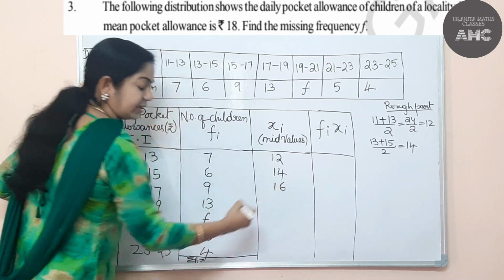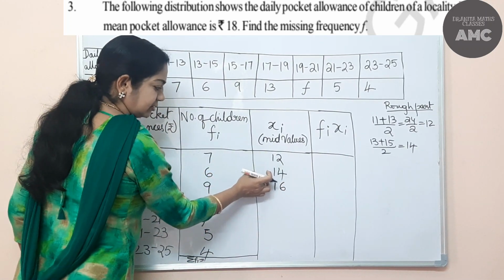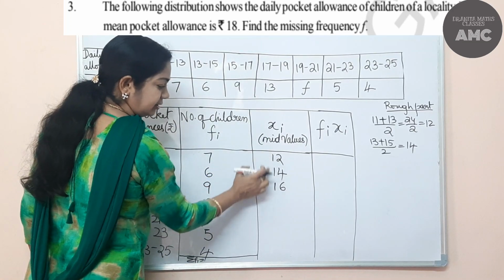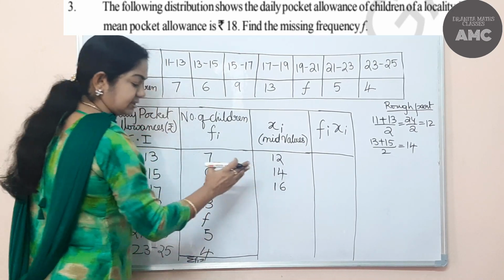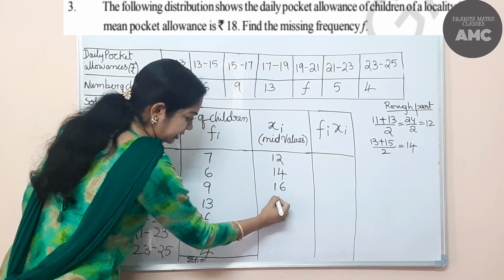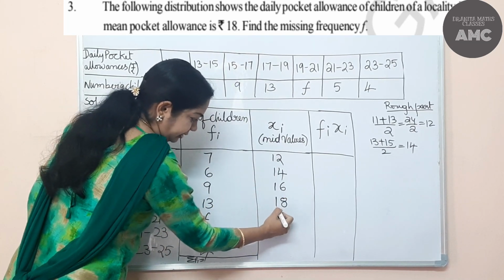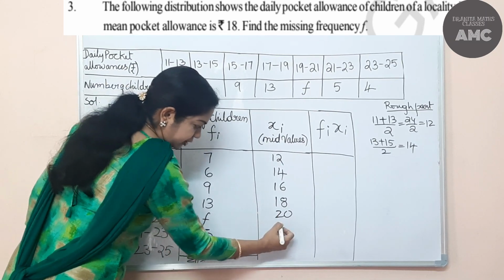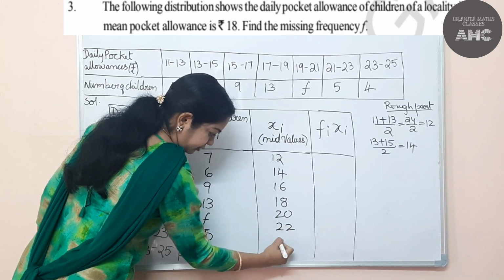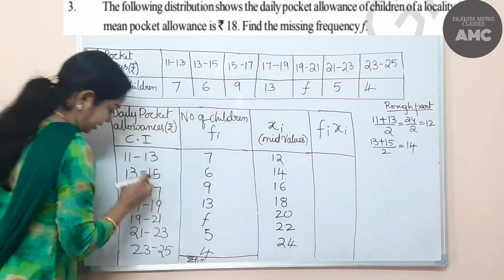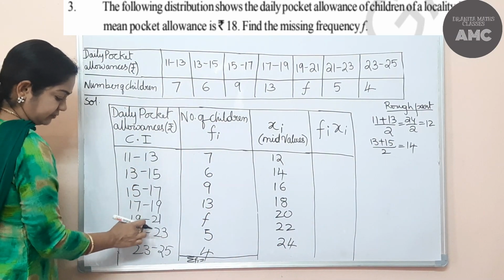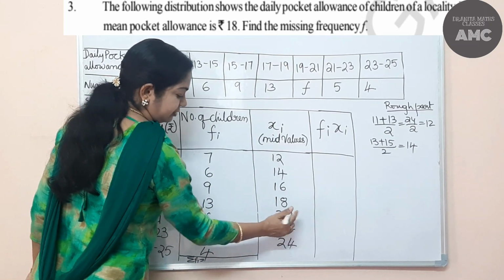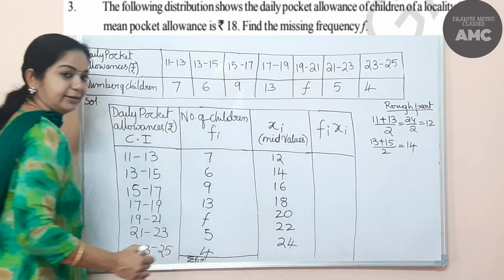Right? Okay. So what is the difference here? You have to observe. No need of finding all. See the difference here: 12, 14, 16. That means it is increasing by 2. Now the next ones you can write down: 18, 20, 22 and 24. So how many are we having? 1, 2, 3, 4, 5, 6 and 7. So these are the mid values.